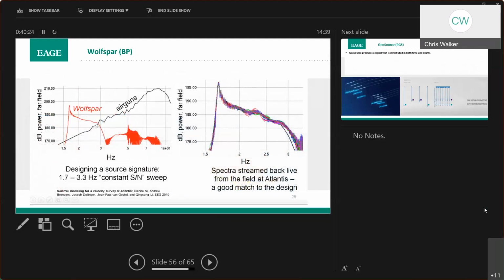So this is the Wolfspar source in red. You see its resonant frequency there at about 1.75, 1.8 hertz compared to the airgun array. And they've used this in a number of surveys in the Gulf of Mexico, in addition to their conventional airgun sources, to provide velocity information. The graphic on the right shows data streamed back live from a test use of the system at the Atlantis field in the Gulf of Mexico a couple of years ago. Next slide, please.